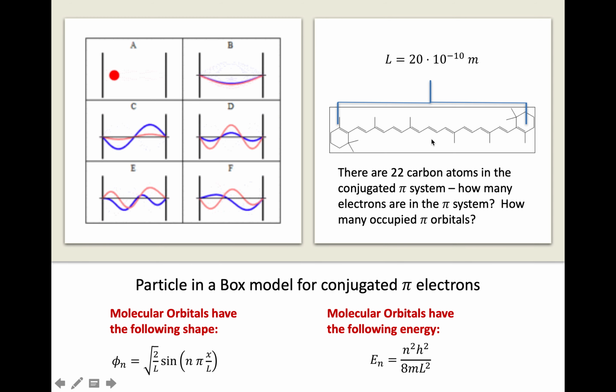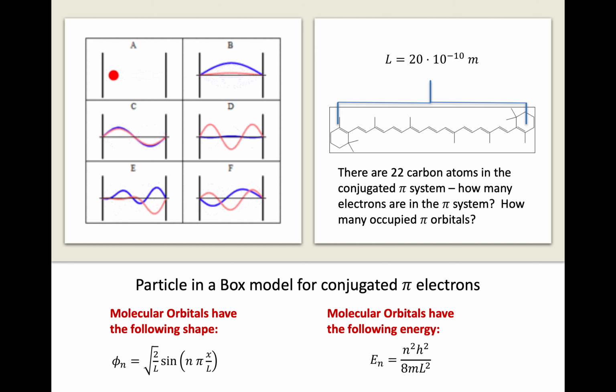So that means there's going to be actually 11 occupied pi orbitals in this pi system, right? Because each carbon atom is going to contribute 1 electron. Each pi orbital can accommodate 2 electrons in total. So that means 22 divided by 2 is 11 occupied orbitals. So basically, orbital 11 is going to be what we'll call our HOMO, and our LUMO is going to be orbital 12. Okay, and so our question is, how do I estimate the energy difference between orbital 11 and orbital 12?